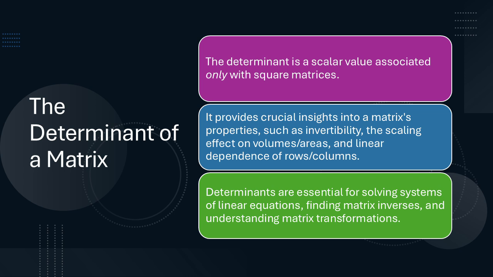Exactly. And this leads us to some clever computational strategies for calculating determinants, especially for large matrices where direct cofactor expansion can become unwieldy. One strategy is row reduction, also known as Gaussian elimination. I've heard of Gaussian elimination, but I always thought it was just for solving systems of equations. How does it help us calculate determinants?